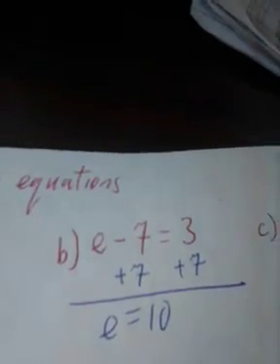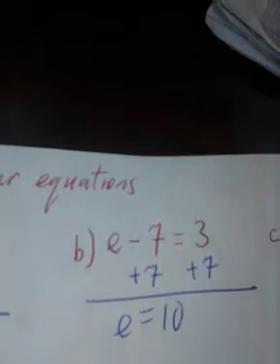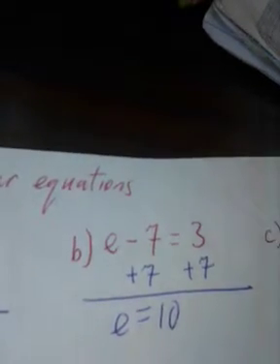Something minus 7 is equal to 3. Now the opposite, I can move the 7. And the 7 is subtracting, so I can add 7 to both sides, and I get that something, which we're now calling E, is equal to 10. 3 plus 7 is 10.